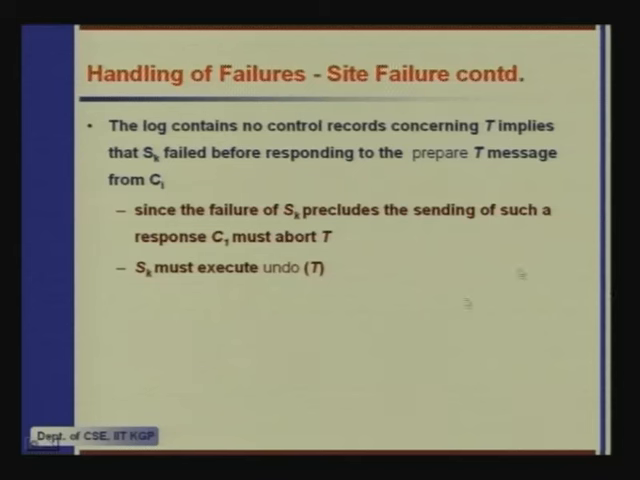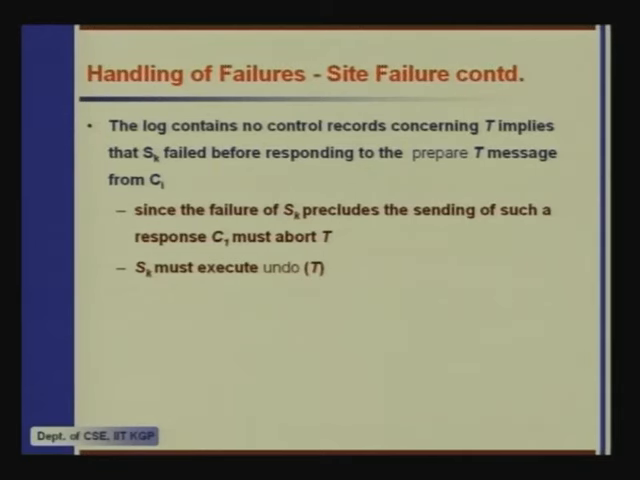It may have done something, but before committing it has failed, and come up again. It might send a message to CI and see the state. If it had sent ready to CI, the ready T message would be in its log. But the ready T message is not there in its log, so it hasn't done anything. If the ready T would have been there, then only is it a question of undoing it.